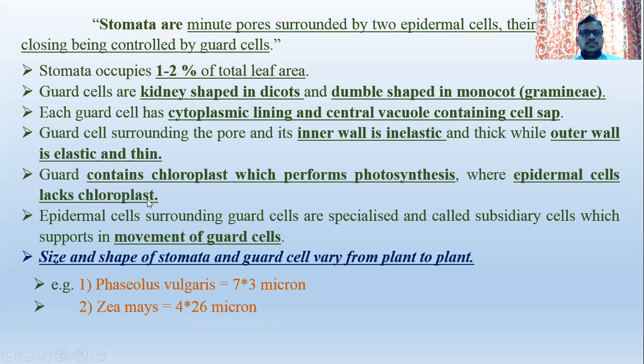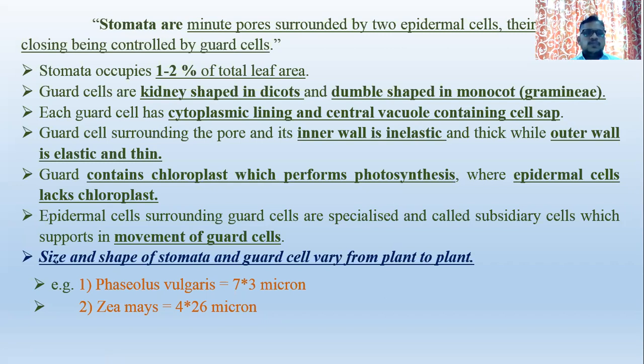Out of the total leaf area, 1 to 2% of the area is covered by stomata only. Then guard cells are kidney shaped in dicots and dumbbell shaped in monocot. Each guard cell has cytoplasmic lining and central vacuole containing cell sap. Guard cell surrounding the pore has an inner wall that is inelastic and thick, while the outer wall is elastic and thin. Okay, so this is the important point. On the basis of that, closing and opening of the stomata takes place. So here the inner wall is inelastic and the outer wall is elastic and thin, so that the opening and closing mechanism takes place.